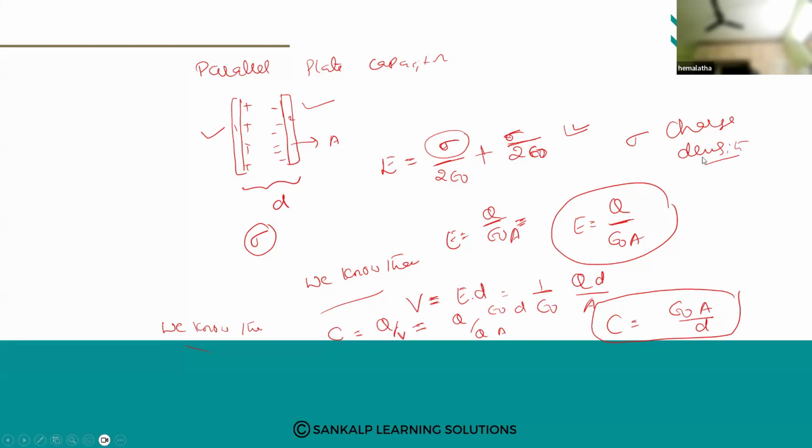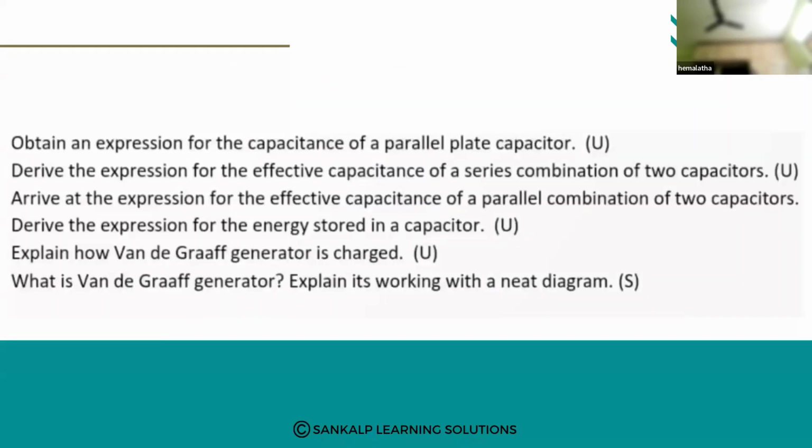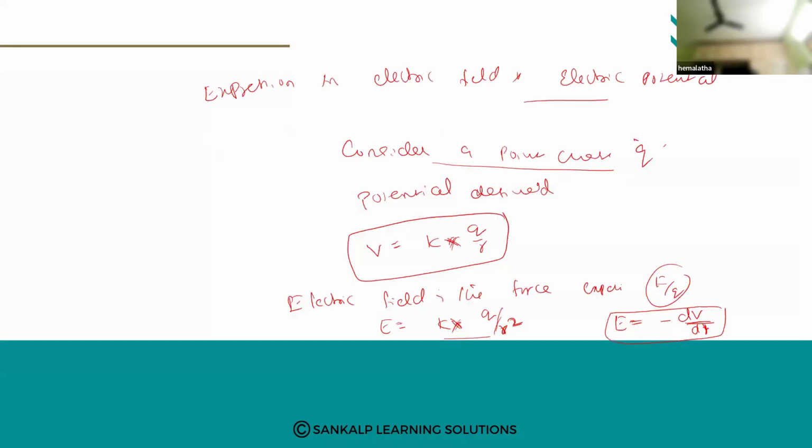Okay, the parallel plate capacitor derivation is done. Next, the effective capacitance of a series combination of two capacitors. When there are two capacitors, what do we do? C by V, correct? What does a series combination look like? One is like this and the other is like this, correct? Let us take two of them side by side now. Here there is positive charge, positive Q, and here negative charge.